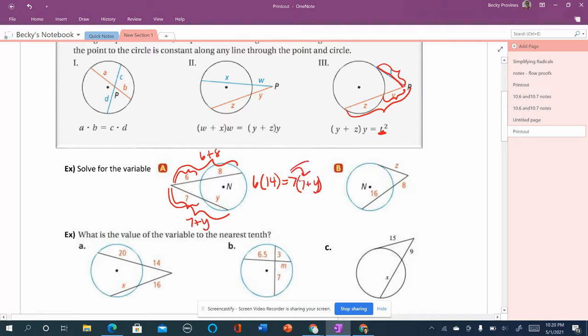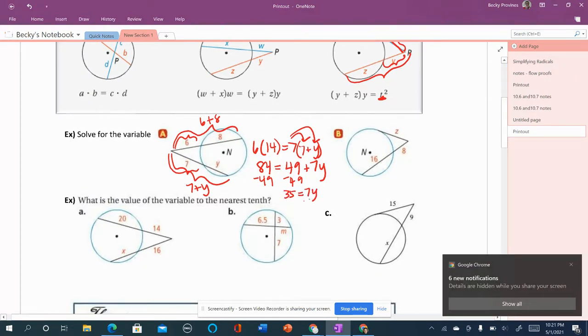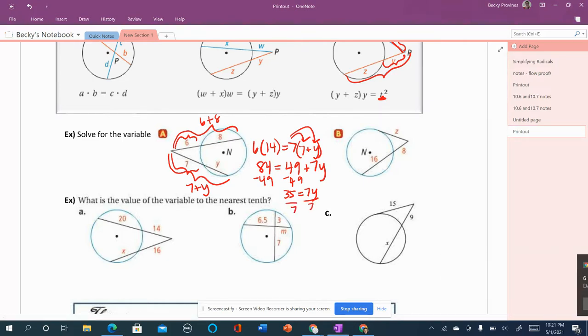Now we are going to have to distribute here on the right. Now let's do the left side. 6 times 14 is 84. And 7 times 7 is 49 plus 7y. Now, to solve this, let's subtract the 49. So 84 minus 49 is 35. And then lastly, divide by 7. So we get an answer of 5.